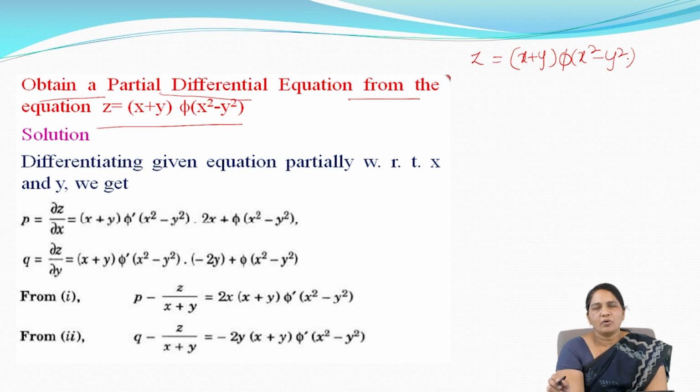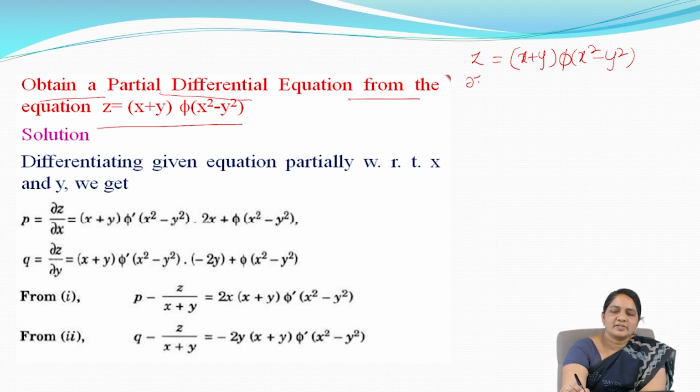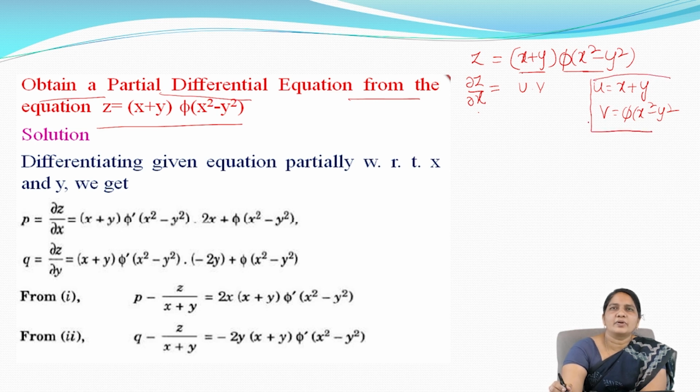According to the steps, first I have to do partial differentiation with respect to x. When I am doing with respect to x, y is treated as constant. Here the u into v formula is there. What is u? u is x plus y and v is phi of x square minus y square. The derivative of u into v is u into v dash plus v into u dash.